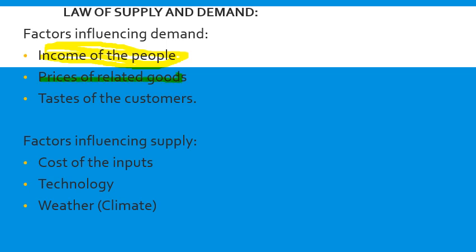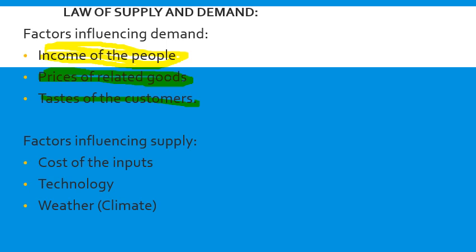Prices of related goods, that's what we term as related goods elasticity of demand and supply. Tastes of the customer, that's what I was just explaining about the national pride. That is almost related to this taste. All of a sudden my taste changes. I do not want to prefer a foreign product. My taste has changed to Indian product.